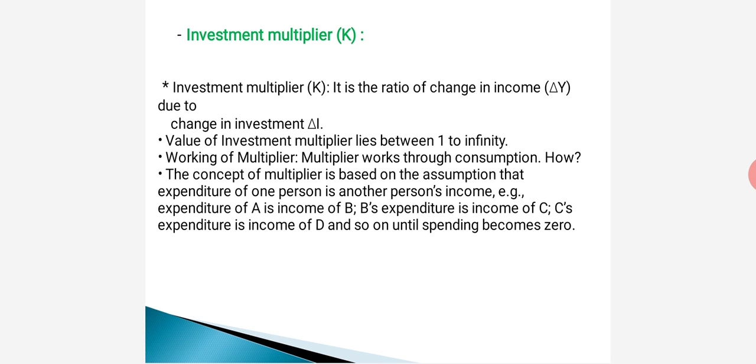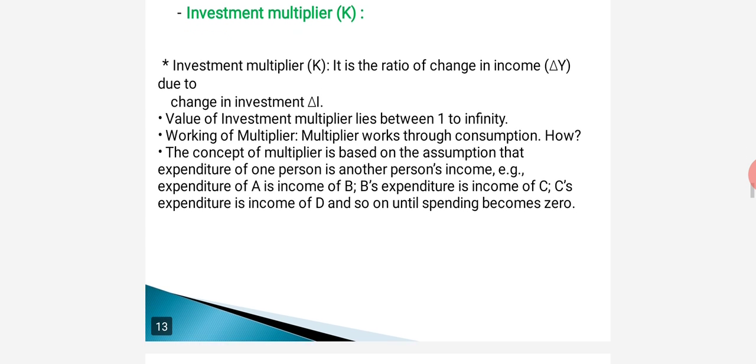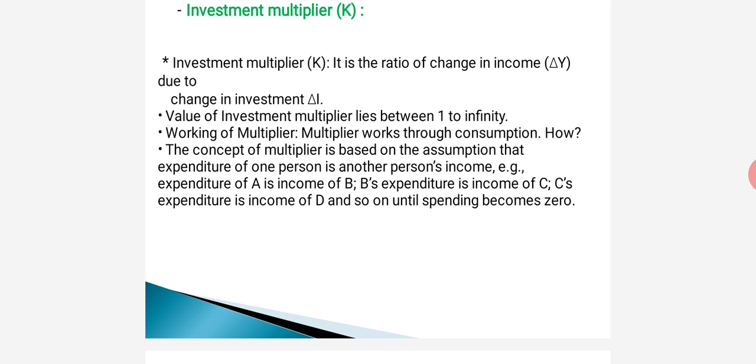What is the minimum and maximum value of investment multiplier? So you have to remember it. Working of the multiplier: children, we know very well that the more the MPC, the more will be the multiplier, and the more the multiplier, the more will be the impact of investments on national income. So this works like this.